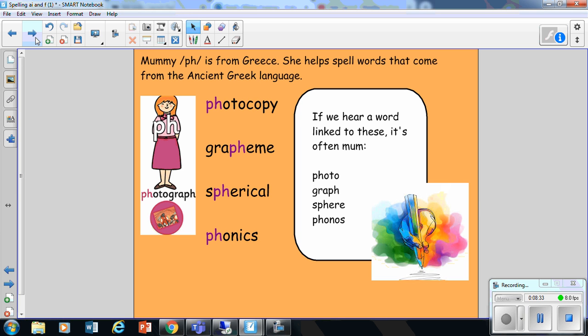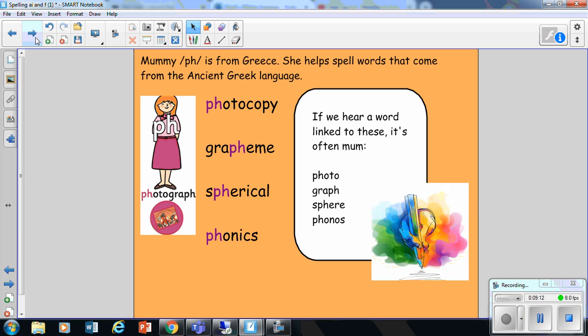Now, if we hear a word linked to these, it is often mummy. Okay, so you've got words such as photocopy or photograph or photo. Grapheme, which means our letters, and that is actually from a Greek language. I didn't know that. That's so interesting. Then you've got the word spherical or sphere, which means the shape of our earth. That comes from Greece as well. Then you've got the word phonics, which means learning about sounds, and that's what we do every day in our learning about letters and sounds. How interesting. It's so lovely to meet you, Mummy.